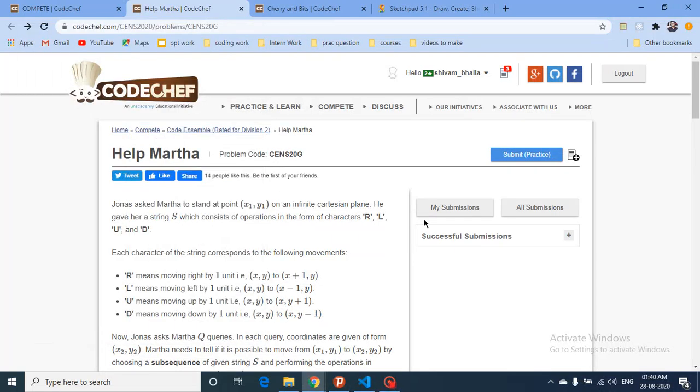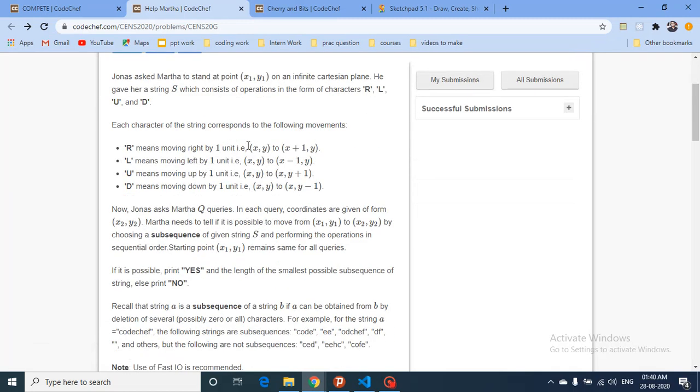Hello friends, so today we're going to discuss an interesting yet simple problem from CodeChef, problem name Help Martha. So Jonas asked Martha to stand at a point x1 y1 in an infinite Cartesian plane. Now he gave her a string S consisting of the operations L, R, U, D. L means that you go one step left.